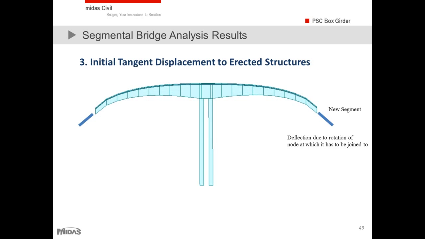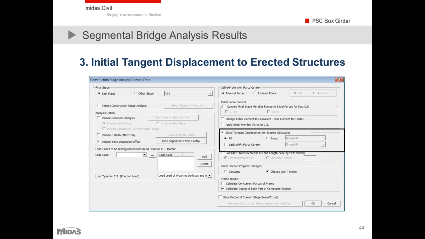Midas Civil also gives you the initial tangent displacement of erected structure. In this example, I've shown you what it means. Let's say this is the deformed profile of a bridge, a highly exaggerated deformed profile. Now, if I want to have a new segment, this is how the segment will be erected or cast, and it will have an inherent deflection due to the rotation of the joint where it has to be connected. If you want to obtain this type of deformation in Midas Civil, we have this option that you can check on while performing construction stage analysis. It is known as initial tangent displacement for erected structures, and it gives you precisely what is the deformation of the element due to this effect.